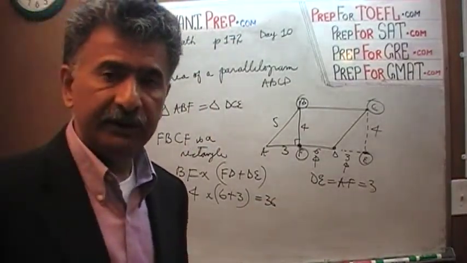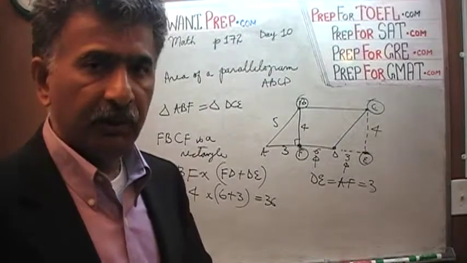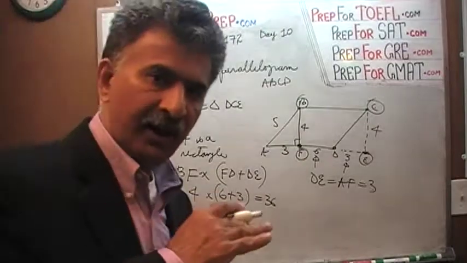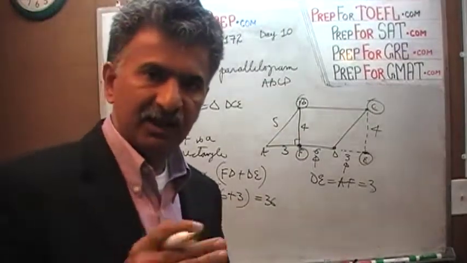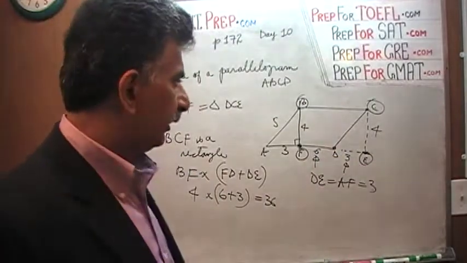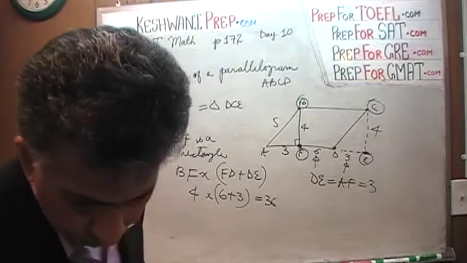In other words, finding the area of a parallelogram is no different than finding the area of a rectangle. A parallelogram is a distorted rectangle. It has been slanted, which means you're taking a chunk from one side and just transposing it on the other side. That's what it is. Okay, let's do the next one, number 34.